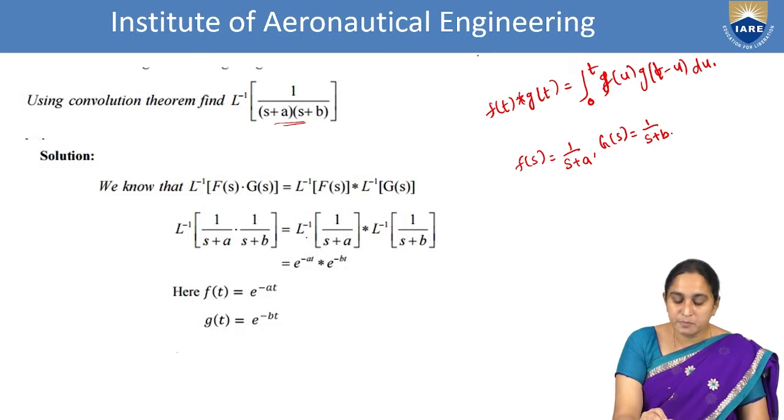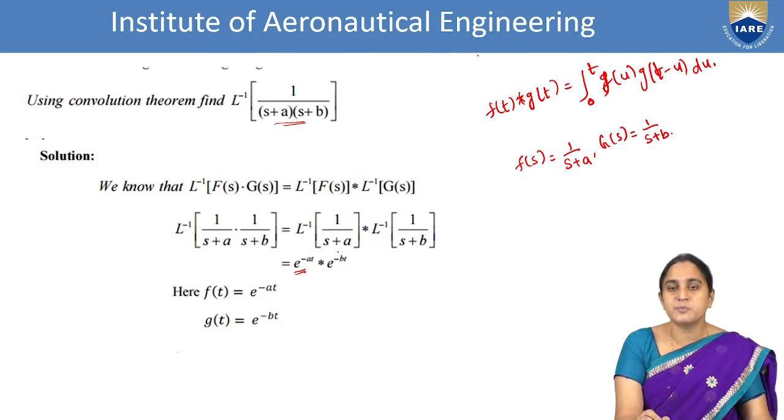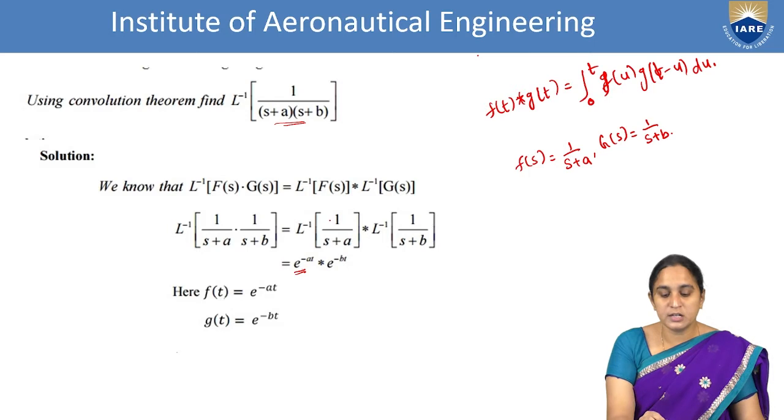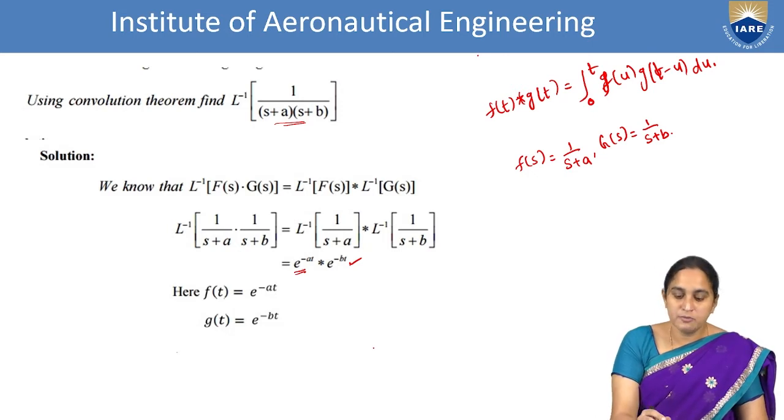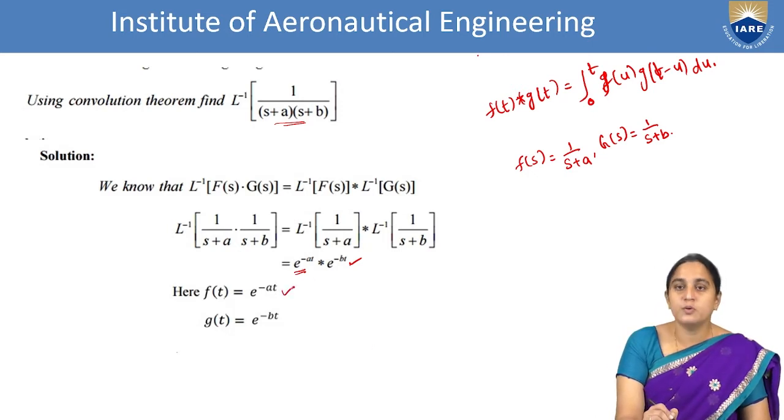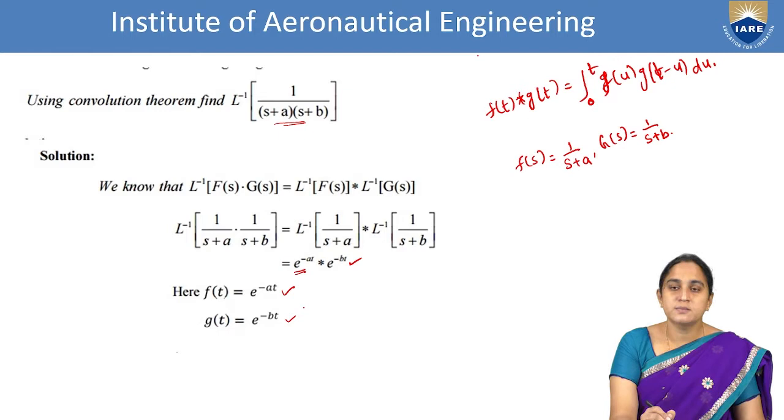Therefore, Laplace inverse of 1 by s plus a, what is the formula of that? That is e power minus at. Already we discussed in the previous session each and every inverse Laplace transform formula. So Laplace inverse of 1 by s plus a is e power minus at, star Laplace inverse of 1 by s plus b, which is in the same form, e power minus bt. Let us assume f of t is equal to e power minus at and g of t is equal to e power minus bt.